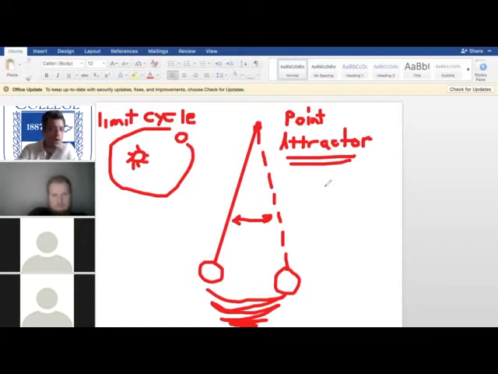What about walking, John? Is that a point attractor or a limit cycle? I think a limit cycle. Right, because it's something that's repetitive over and over and over, a cycle or recursive dynamic. All right, John, what about chewing? Limit cycle or point attractor? Limit cycle. Correct.